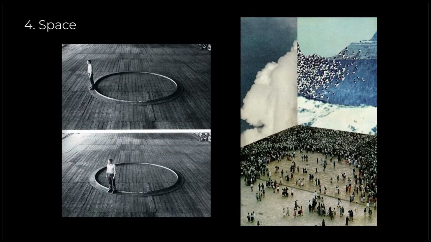Number 4 here is space. So space is kind of interesting. It's also one of the ones that I think most people have a hard time understanding and also utilizing. Space is basically the contrast and the composition of the space itself, you know.